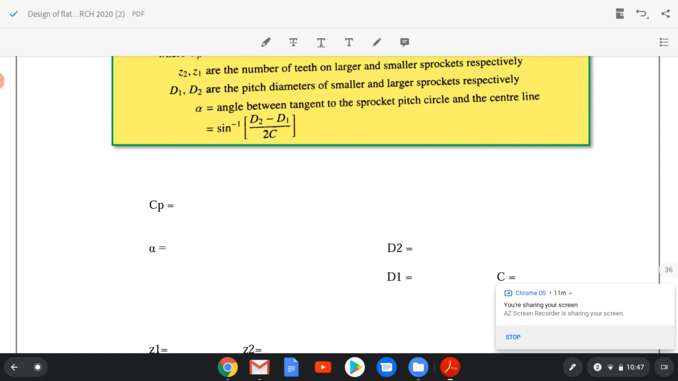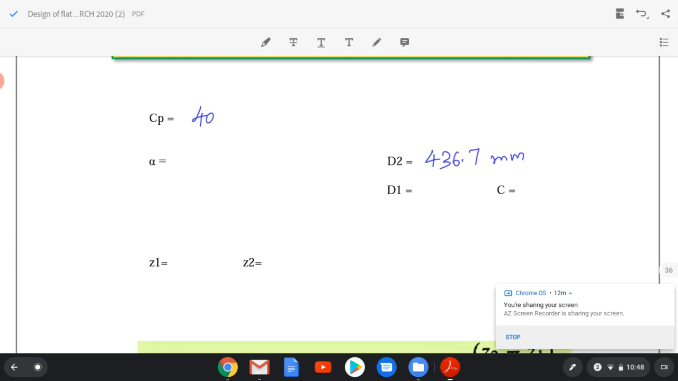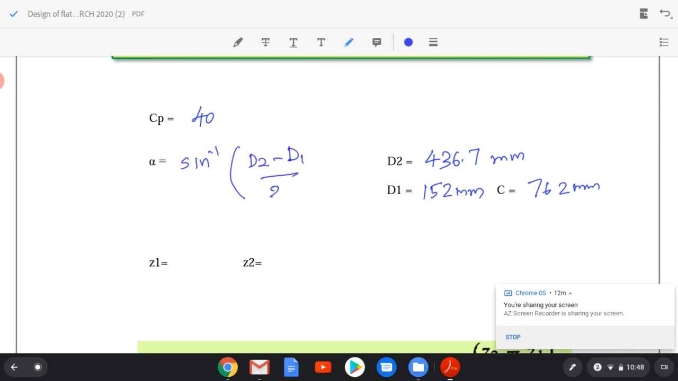So I will write all those values: Cp equal to 40, d2 equal to 436.7 mm, d1 equal to 152 mm. Similarly, C equal to 762 mm. I will get alpha equal to sine inverse of (d2 minus d1) by 2c.